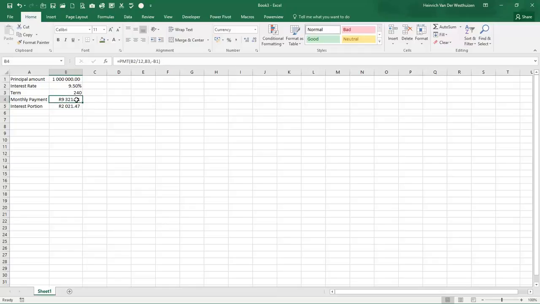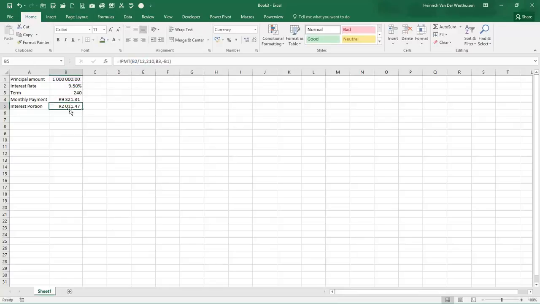So that is your PMT function. It has your rate. Remember to divide by 12 if you're working monthly. It then has the number of payment periods, which is 240 months. And then it wants to know what the principal value is, which is your million. That's in your PMT function.